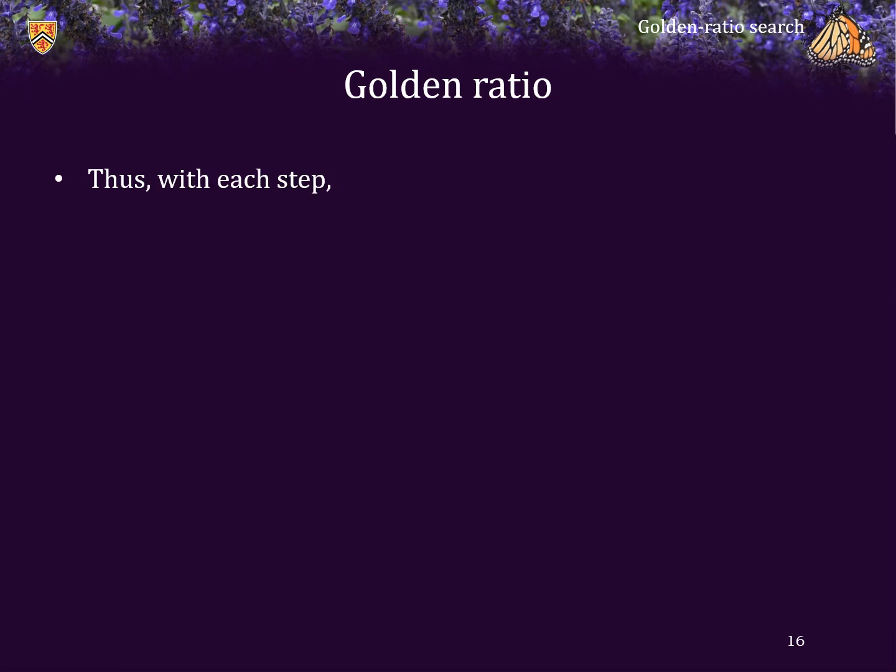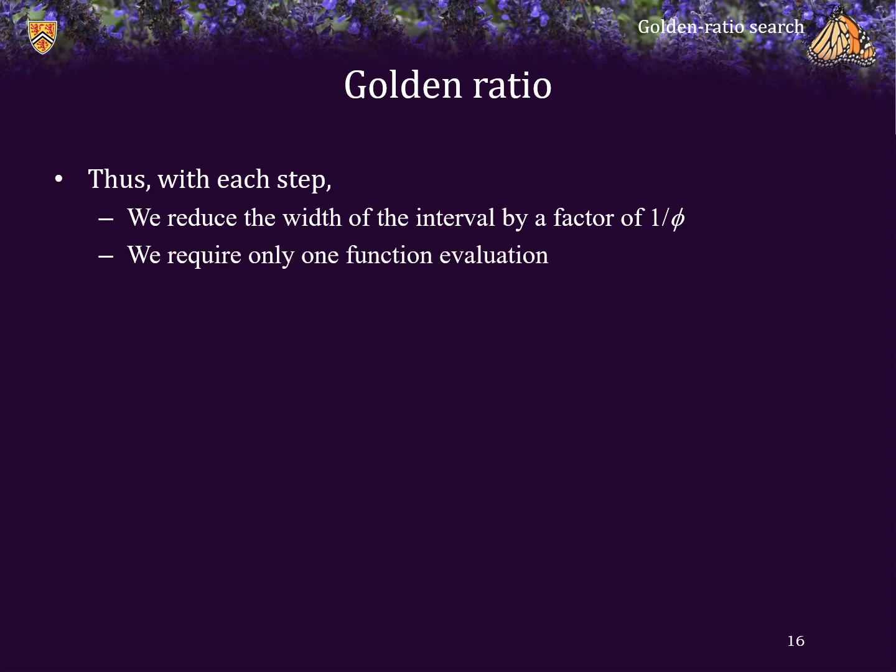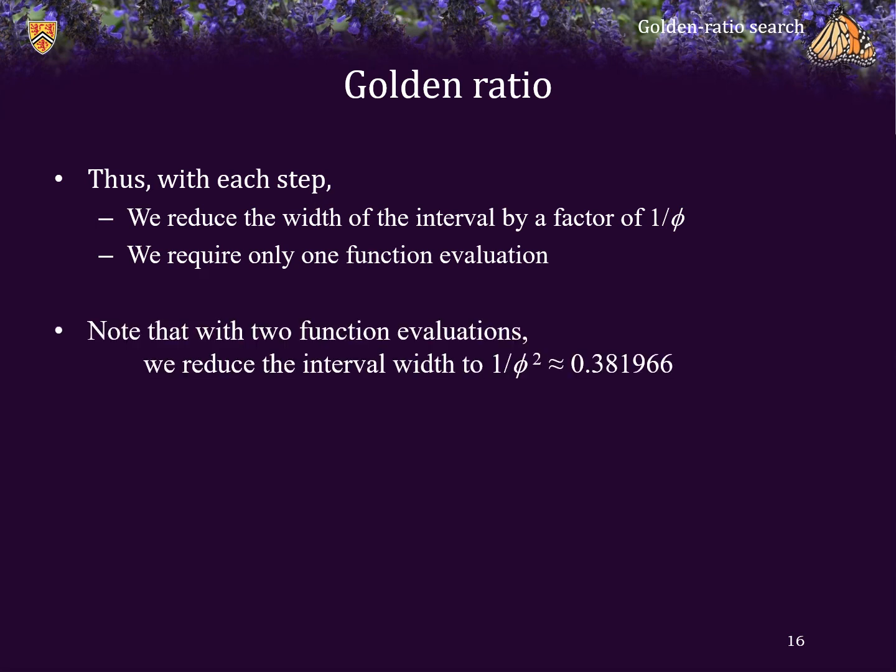Thus, if we use this reciprocal of the golden ratio at each step to divide the interval, notice that with each iteration we reduce the width of the interval by a factor of the reciprocal of the golden ratio. However, this requires only one function evaluation. Therefore, with two function evaluations, we can reduce the width of the interval by 1 over the golden ratio squared. And so that is reducing the width of the interval by a factor of approximately 0.381966.